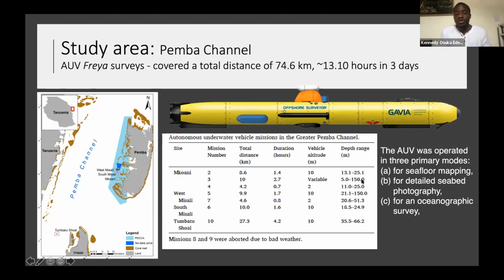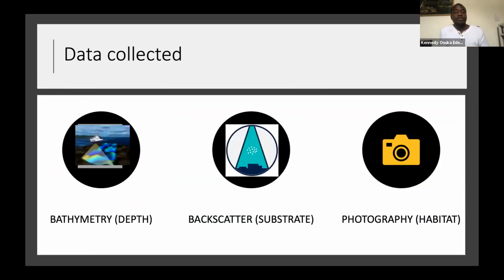meters. So in essence, by flying the AUV at these different depths, you're able to get different sets of data that give you good baseline data about the shallow and mesophotic coral ecosystem in the area. So we collected various data. One was bathymetry, highlighting the depth; backscatter, giving an indication about the sediment type in the area; and photography, giving evidence about the habitat and the benthic community in the area.